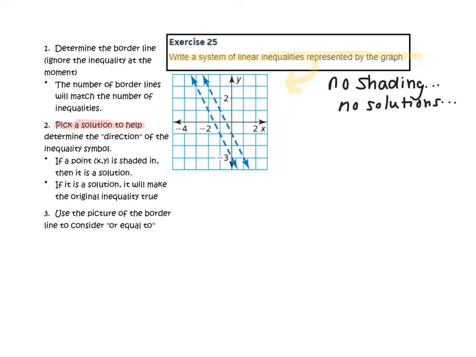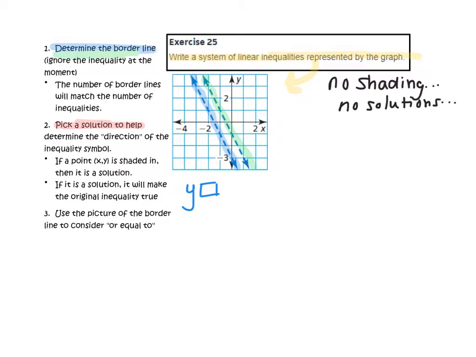So we still can start by determining the borderline. Just so we can keep our lines straight, I'm going to call this one the blue line, and we'll call this borderline the green line. So for both of those, we can see the slope and the y-intercept. So let's start with the blue one.